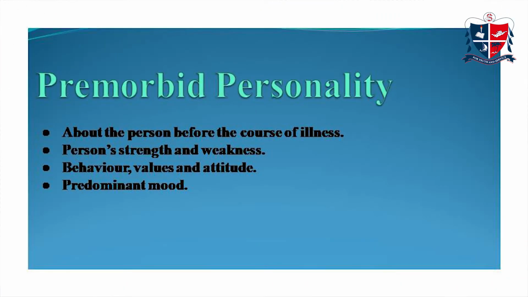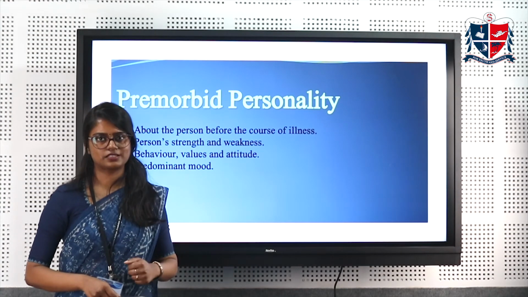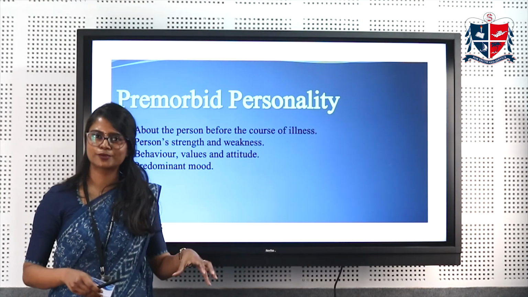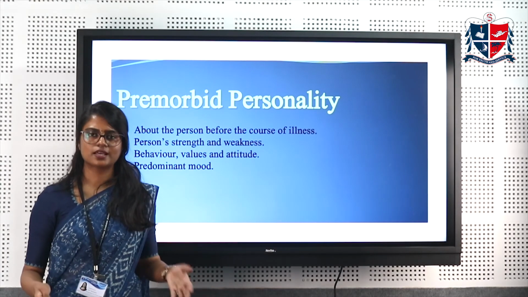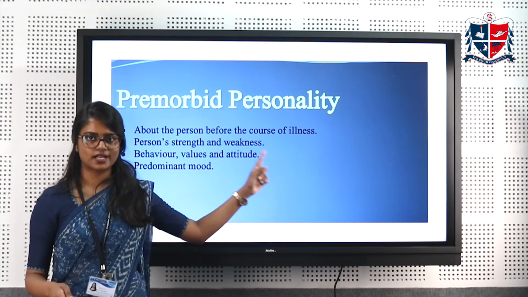The last part is premorbid personality. Here we're trying to understand how the client was before the onset of illness. What were the client's likes, dislikes, the usual mood, attitude, how the client used to interact with others, and religious values. All that needs to be recorded here. So that is the last part.